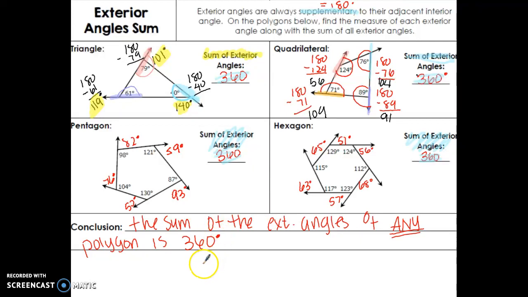You can have one side, you can have a billion sides. They all will end up being 360 degrees. But of course, this is just for exterior angles only. Don't apply this to the interior angles, that's different.